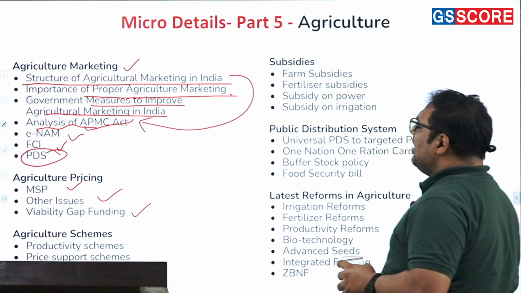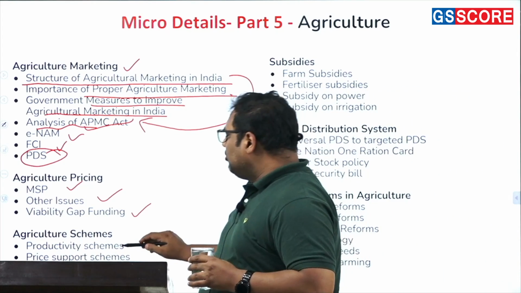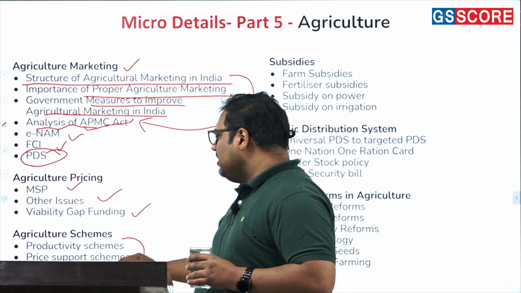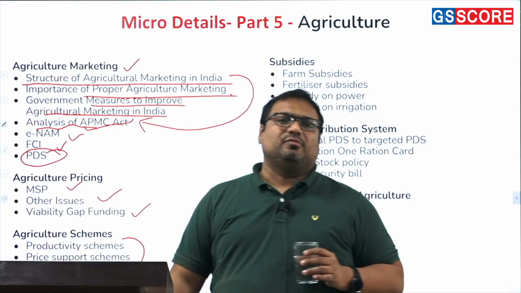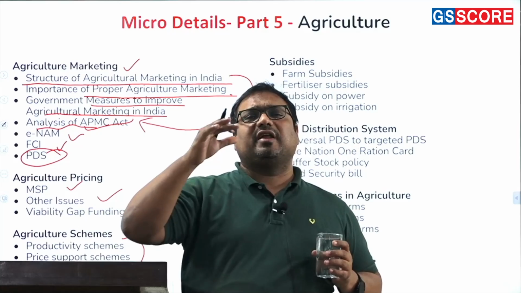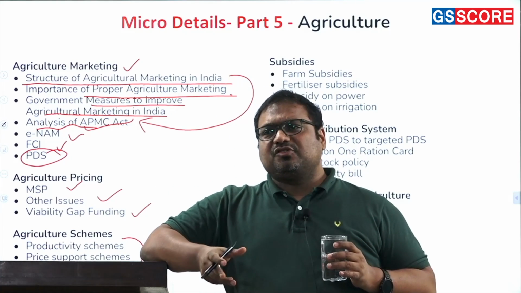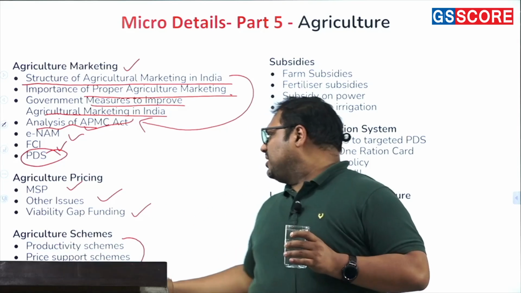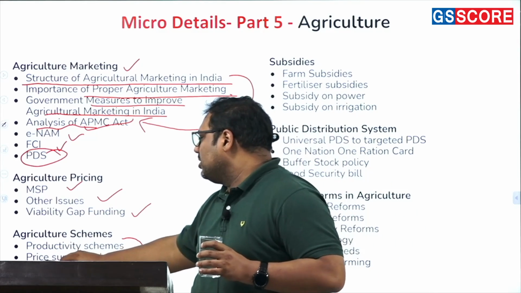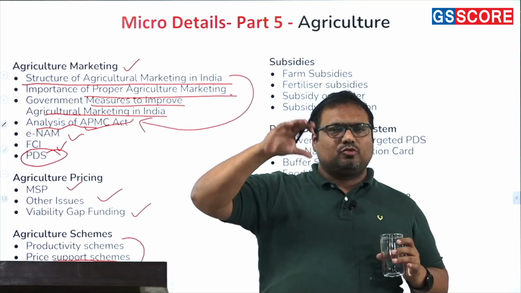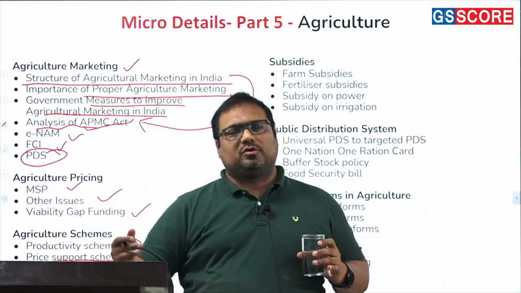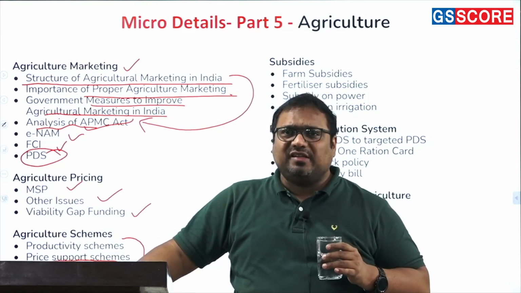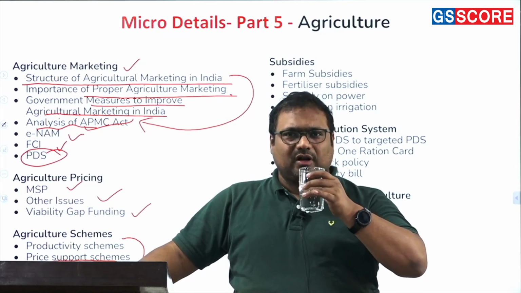Then we have agriculture schemes. So schemes have divided in 4 categories. Productivity related schemes. So schemes which are more technical in nature, schemes which aim to improve productivity of the farm. Then there are certain schemes which are aimed at price support. Their objective is not to grow per acre output. Their objective is to improve the price that farmer is earning per quintal.